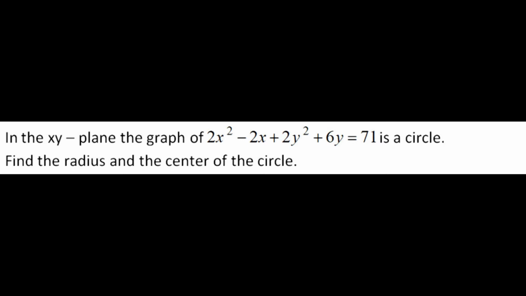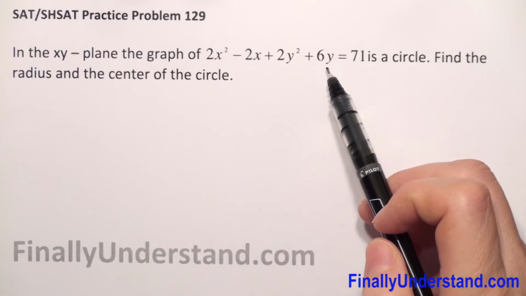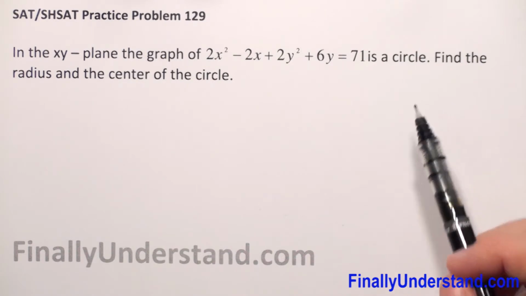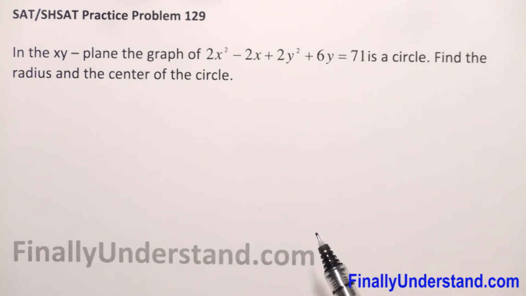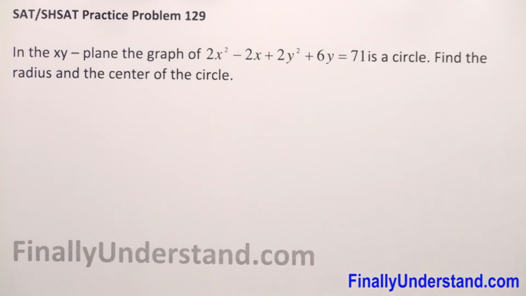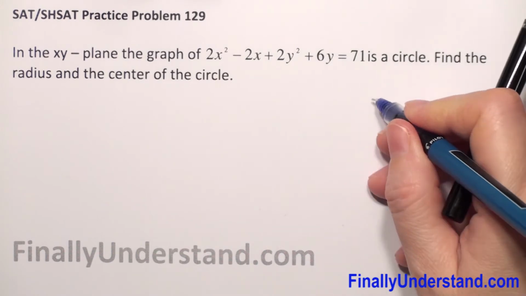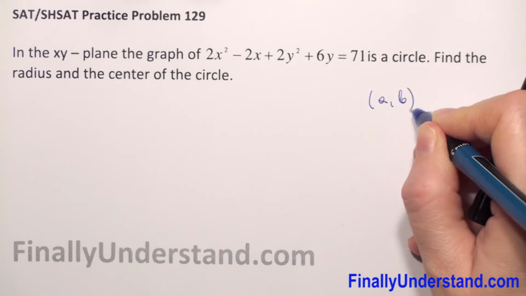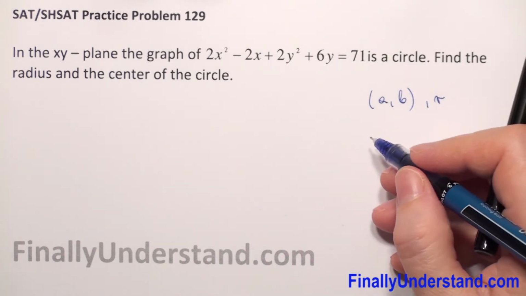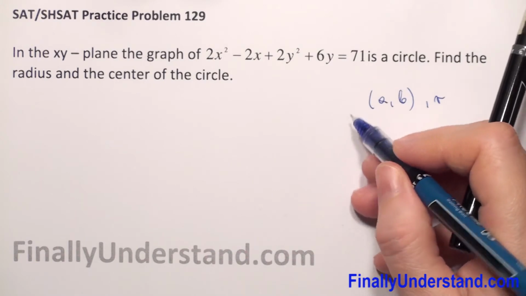In the xy plane, the graph of 2x squared minus 2x plus 2y squared plus 6y equals 71 is a circle. Find the radius and the center of the circle. To find the radius and the center of the given circle, we need to know the general form of a circle with center (a, b) and radius r. Let me remind you of this formula, how it looks.